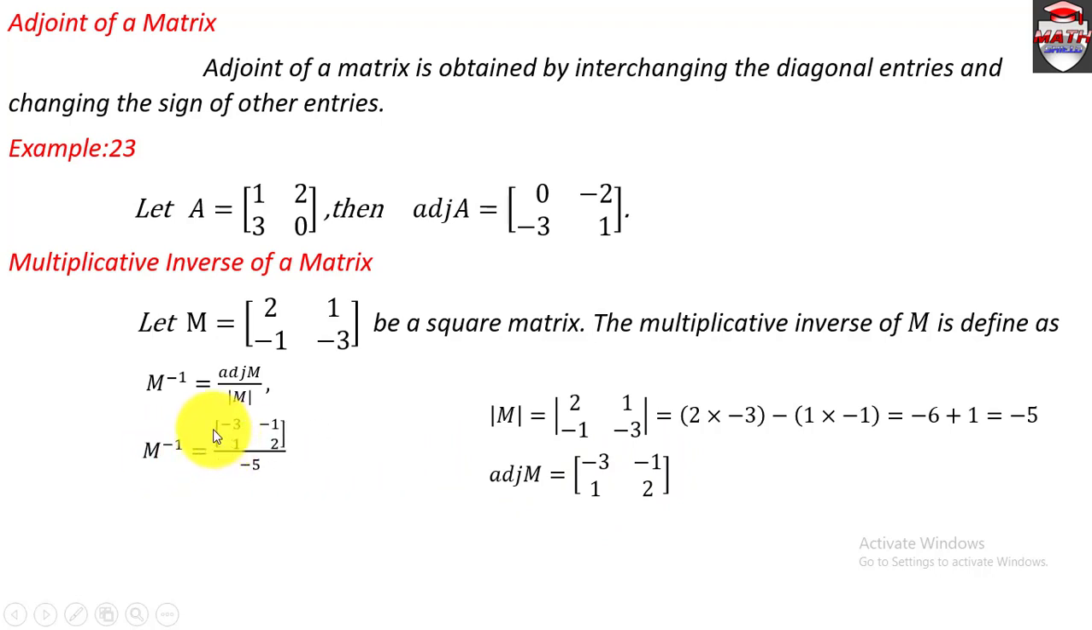M inverse is equal to the matrix having elements negative 3, negative 1, 1 and 2 over negative 5. Hence M inverse is equal to the matrix having elements negative 3 over negative 5, negative 1 over negative 5, 1 over negative 5 and 2 over negative 5.